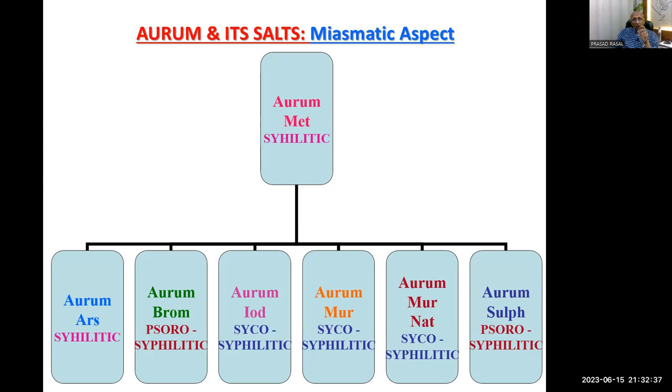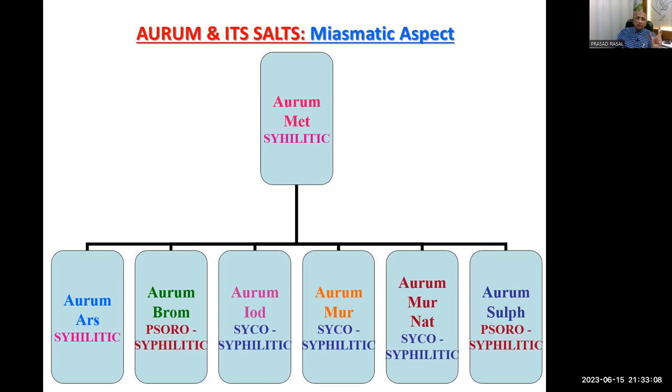Aurum muriaticum, as we have already discussed today, becomes completely psorosyphilitic. Aurum muriaticum natronatum is again a psorosyphilitic aspect, with cancerous affections which happen to be there in both remedies, aurum muriaticum and aurum muriaticum natronatum. And lastly, what we have learned just now is the sorosyphilitic aspect of aurum sulfuricum. So this is how one has to understand when you are coming to the right salt.